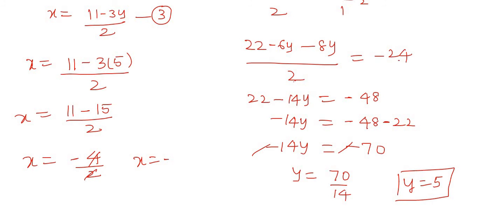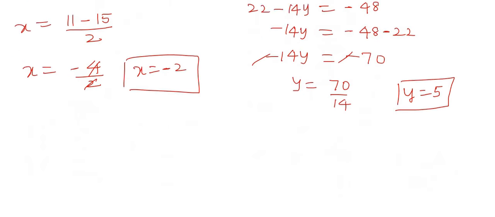After getting y = 5, I hope all of you understood till here. Now substitute y = 5 in the third equation, or the first equation, or the second equation. I'll go for the third equation. So x = (11 - 3 into 5)/2. 3 fives are 15, so x = (11 - 15)/2 = -4/2, which is -2. So we got the x value also: x = -2 and y = 5.